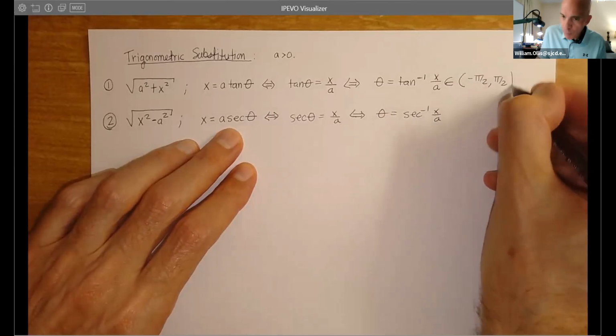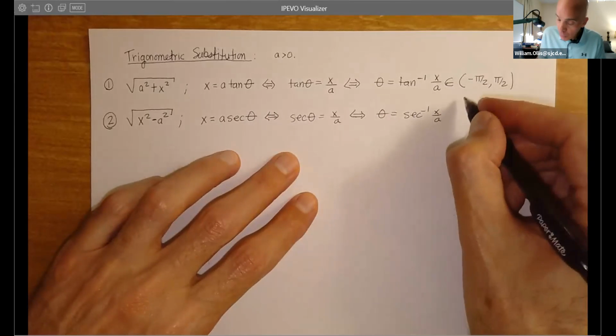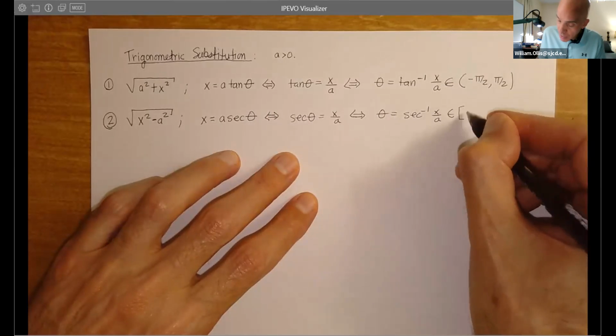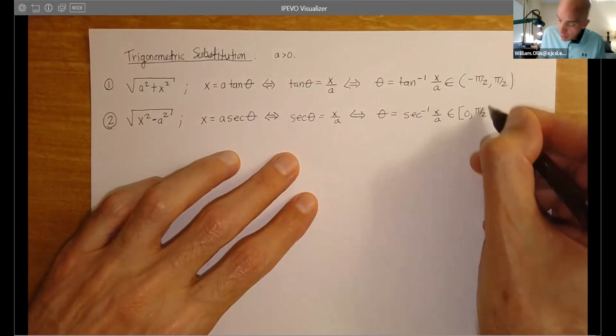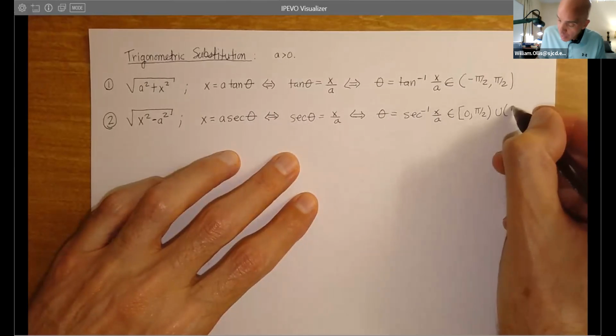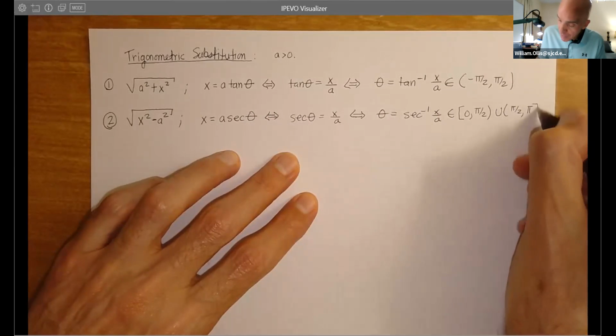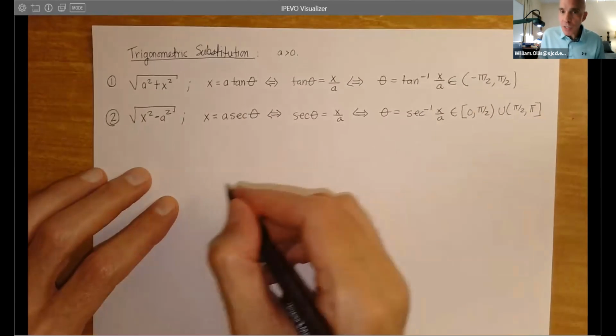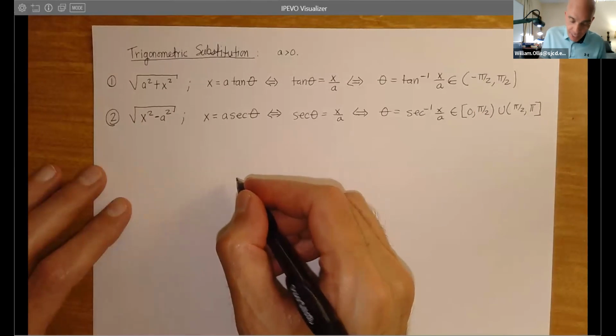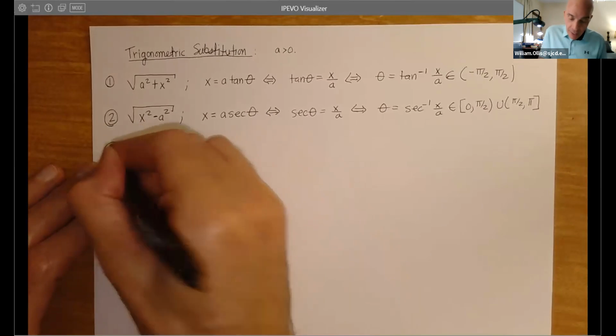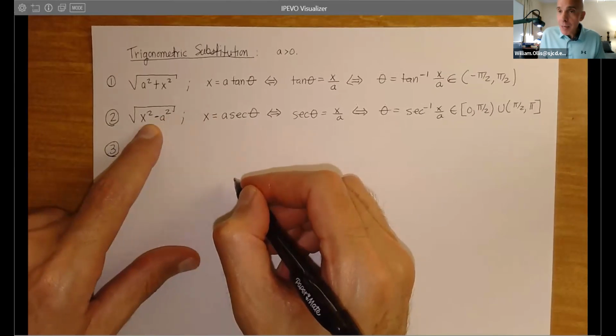I said I wasn't going to do it, but I'm doing it anyway. Here, and this would be between 0 and pi over 2 union open pi over 2 to pi. So this is just basically using our definitions of the inverse secant and inverse tangent. So you're thinking, are these substitutions going to make these radicals simpler? And the answer is yes.